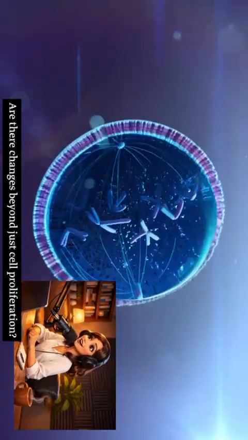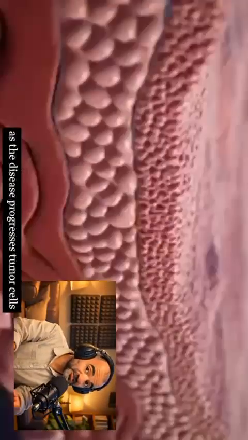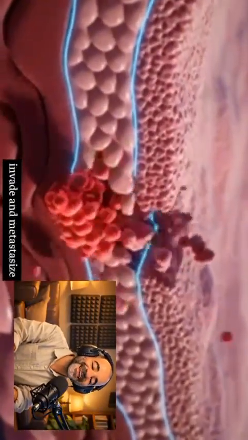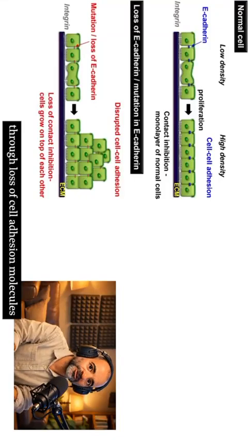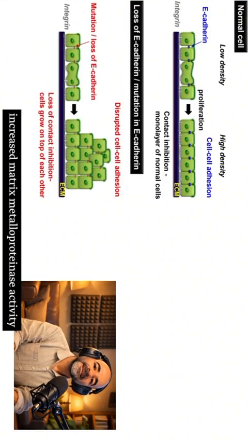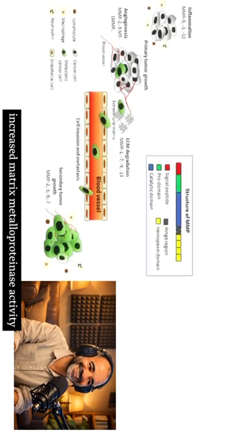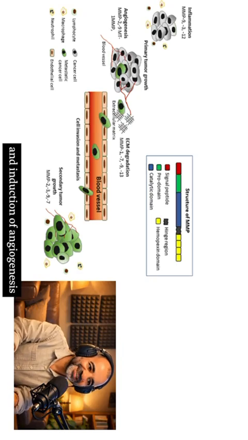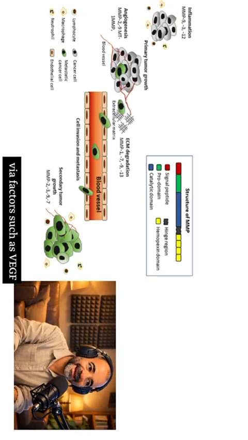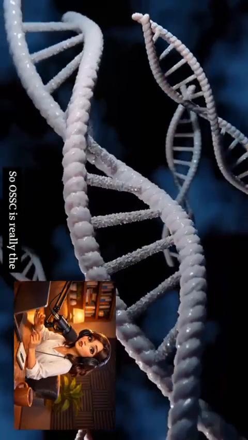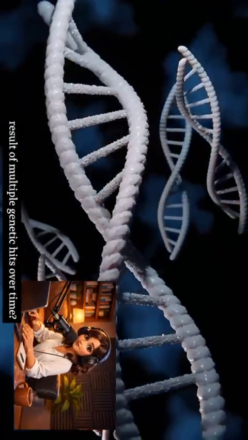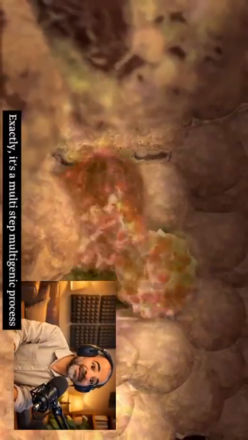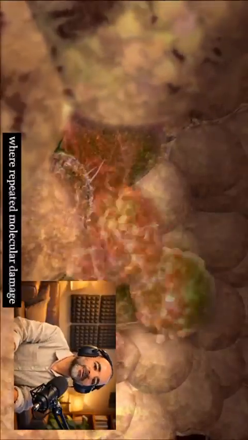Are there changes beyond just cell proliferation? Yes. As the disease progresses, tumor cells acquire the ability to invade and metastasize through loss of cell adhesion molecules like E-cadherin, increased matrix metalloproteinase activity, and induction of angiogenesis via factors such as VEGF. So OSCC is really the result of multiple genetic hits over time. Exactly. It's a multi-step, multigenic process where repeated molecular damage eventually transforms normal epithelium into invasive carcinoma.